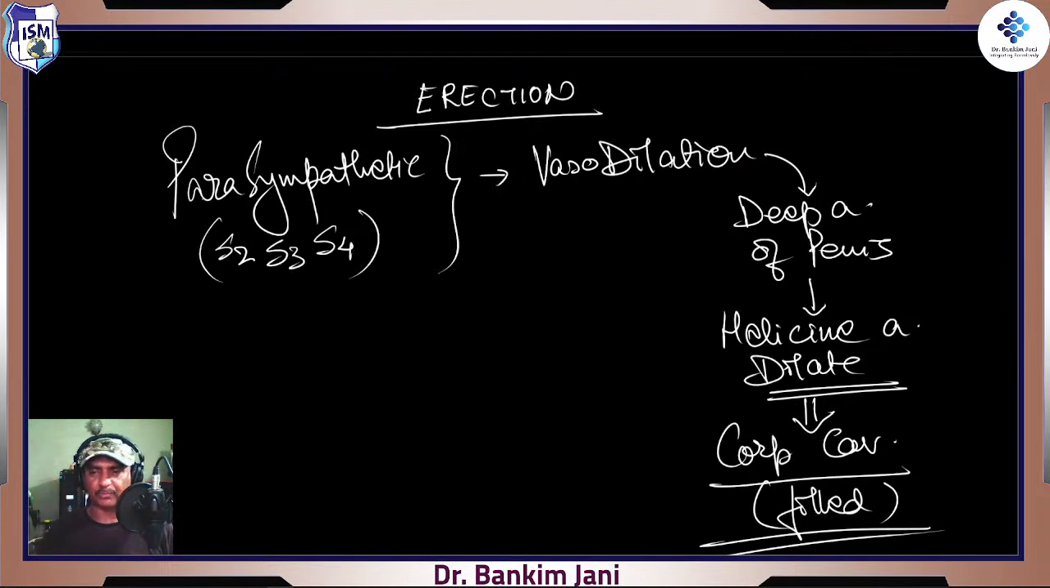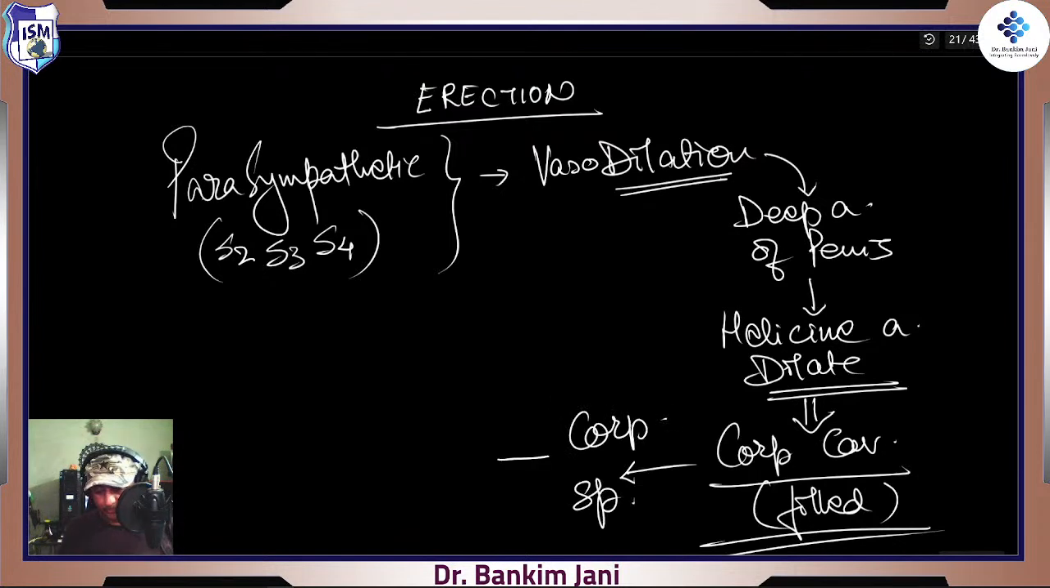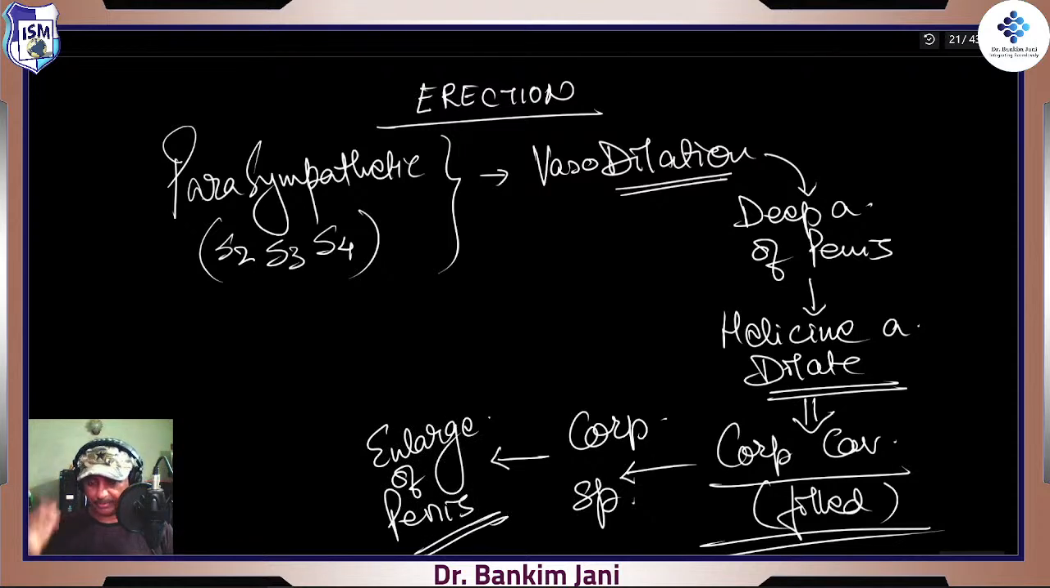When a person is under stress, obviously he won't be thinking about a female, or a female won't be thinking about a male, because at that point survival is more important. That's why it is called fight and flight. So when it is dilated, it leads to filling up of the corpus cavernosa. When that is filled, it will also lead to filling of the corpus spongiosum, which leads to enlargement of the penis. And as the blood keeps getting collected, it leads to rigidity.